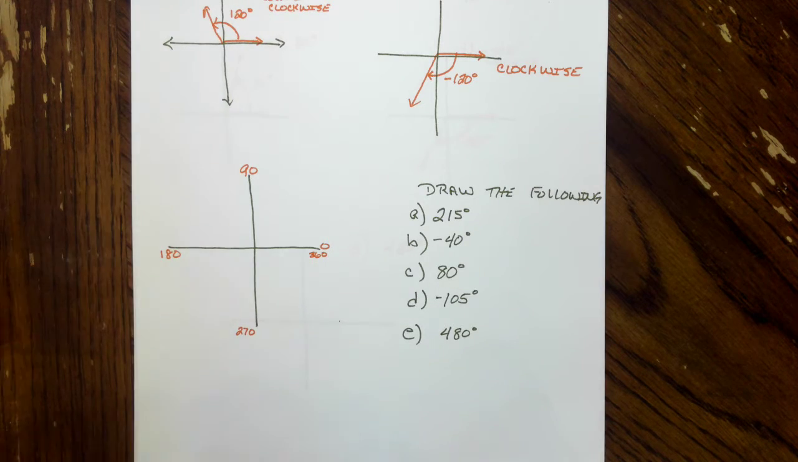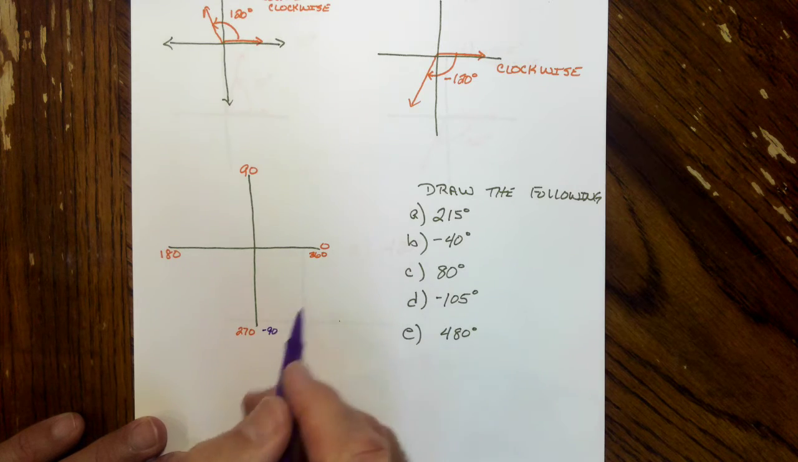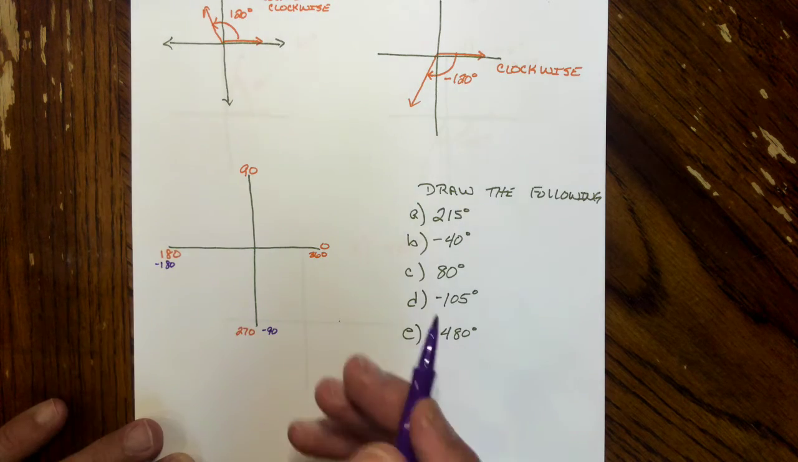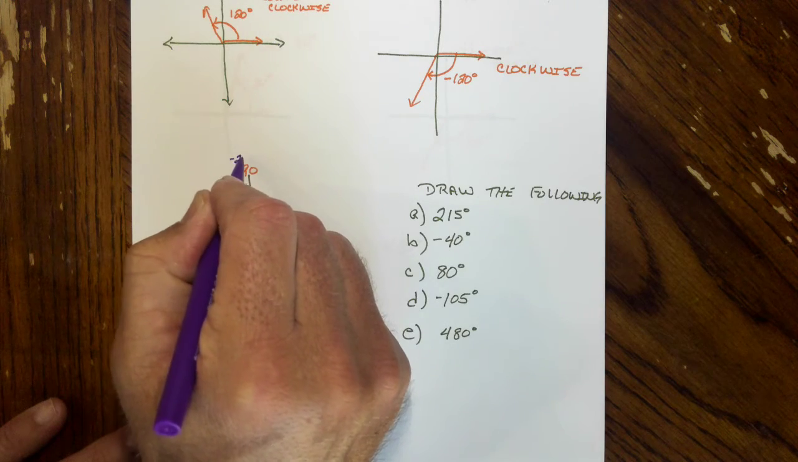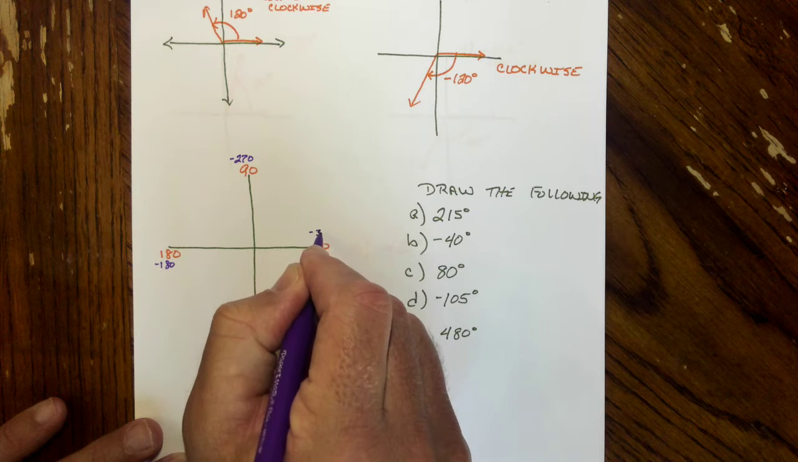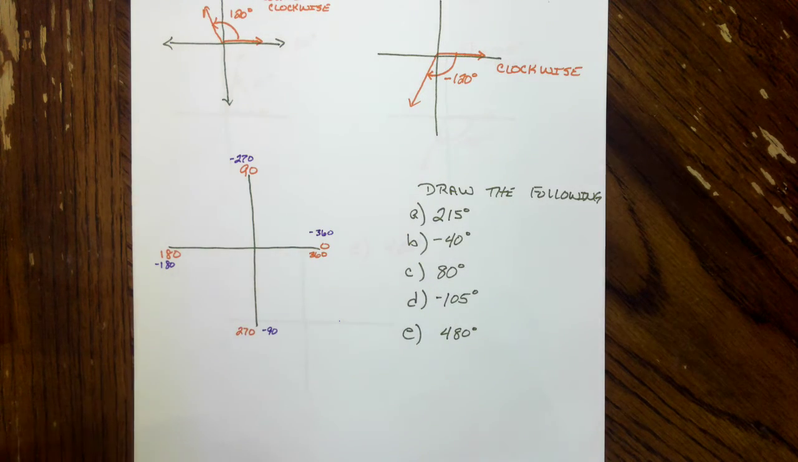Likewise, this would be 0. This would be negative 90 going clockwise. Negative 180. Negative 270. And then a negative 360 going in that direction. So keep that in mind as you're drawing those.